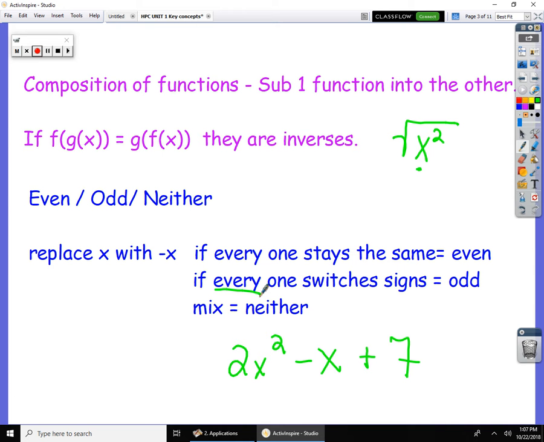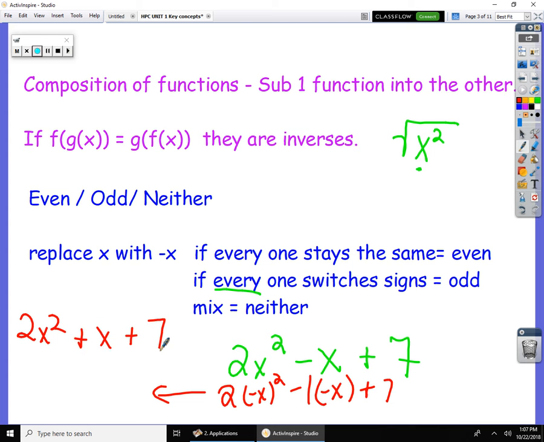So let's look at this particular example. I'm going to have 2 times negative x squared minus 1 times negative x plus 7. When I simplify it, negative x squared is x squared, right? So I get 2x squared. Negative 1 times negative x is positive x plus 7. This stayed, this changed signs, right? This one changed signs. Therefore, it's neither.